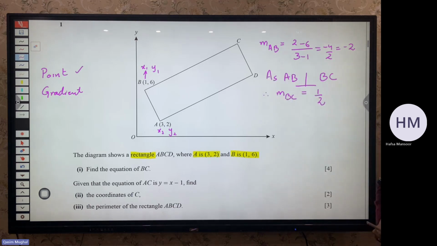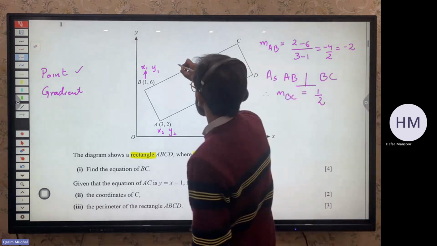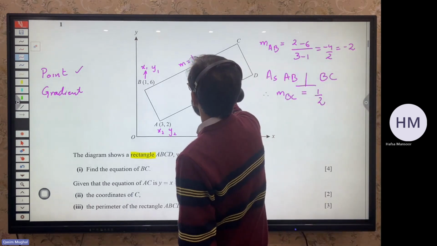Communication is important. You have to tell the examiner what you are doing. Okay, the examiner needs to check your concept. Okay, M of BC equals 1 over 2. So we know the gradient for this one is now 1 over 2.